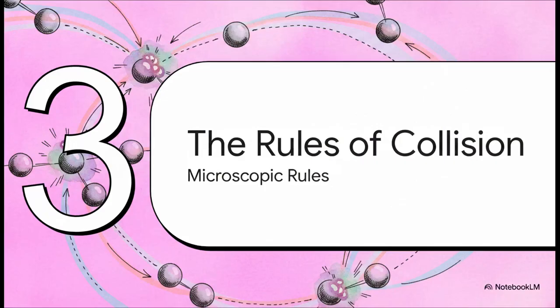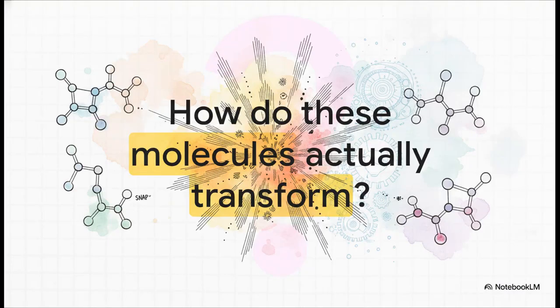Section 3, the rules of collision. We've seen the big picture plays. Now let's get into the strict microscopic rules. So, how do these molecules actually transform? Like, what is the actual physical mechanism that causes a reactant to suddenly snap apart and become a product? Let's zoom way down to the micro view to uncover the invisible mechanics of the universe.